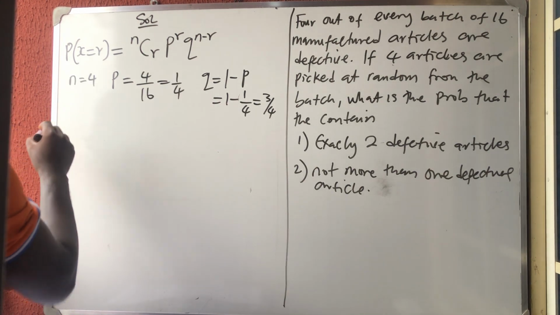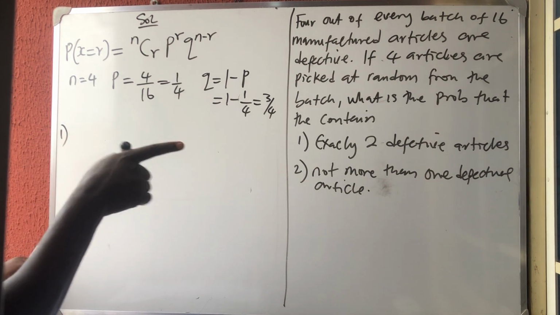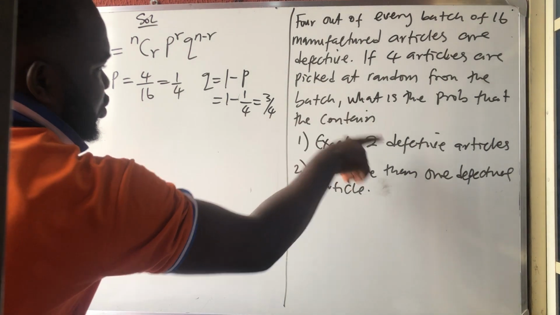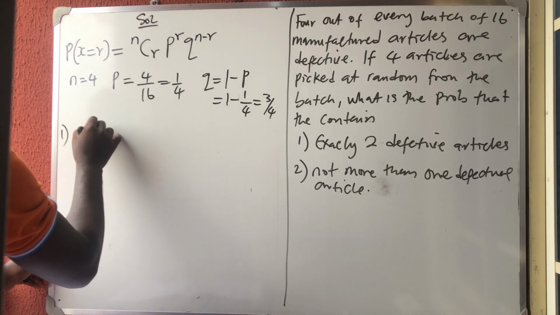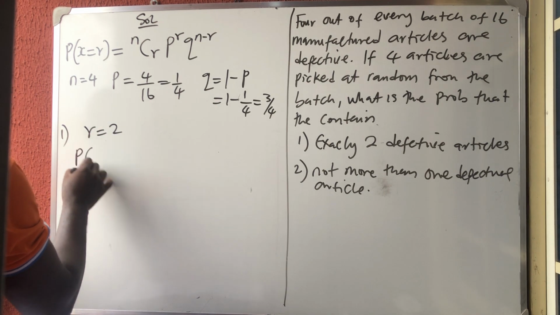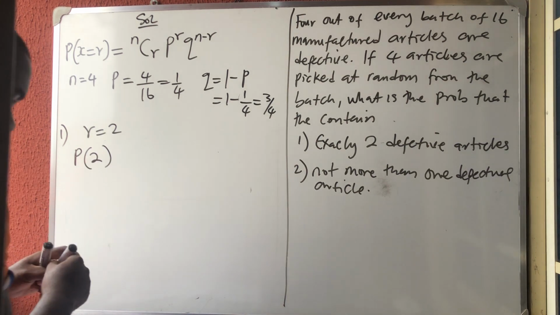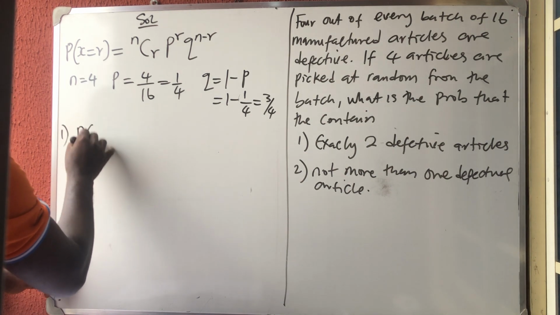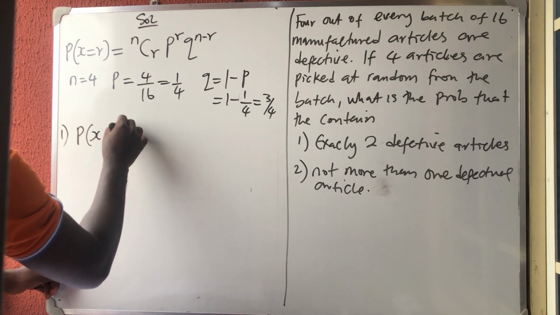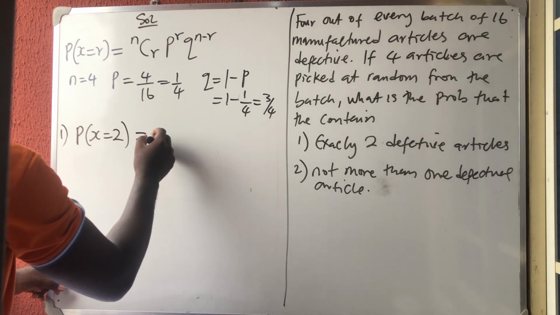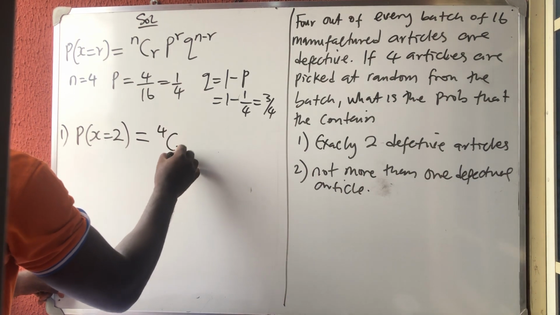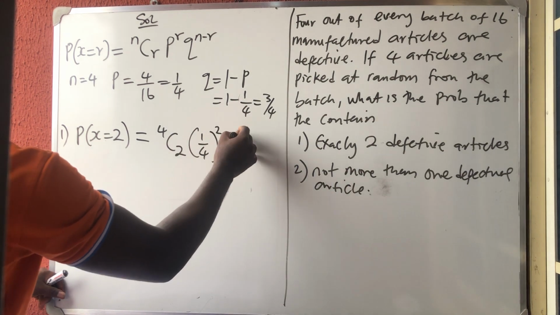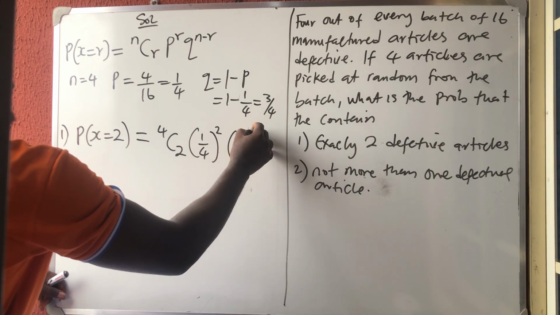So let us now pick r. R is gotten from the question. They said find the probability of exactly 2 being defective, so r is now 2. I'm looking for the probability of X being equal to 2. So it is equal to 4 combination 2, my p is 1/4 raised to power 2, then 3/4 raised to power 4 minus 2.